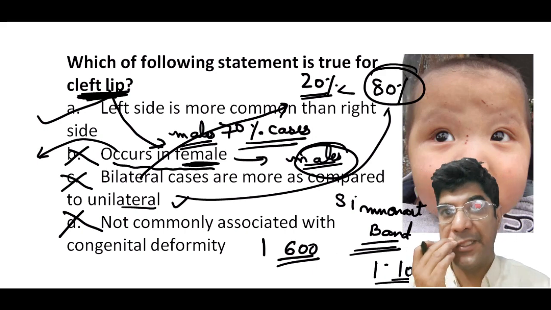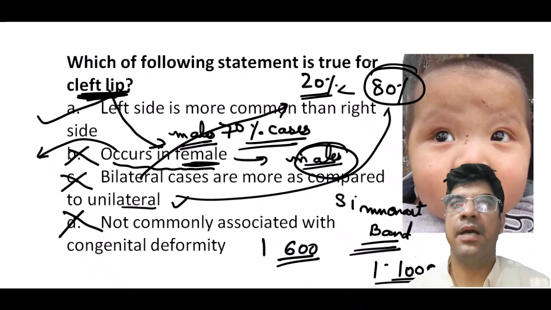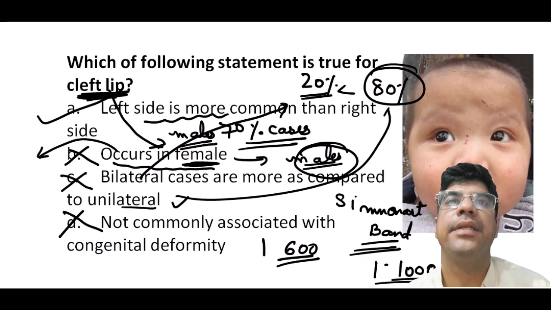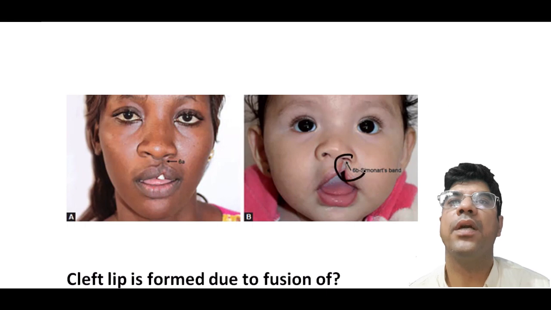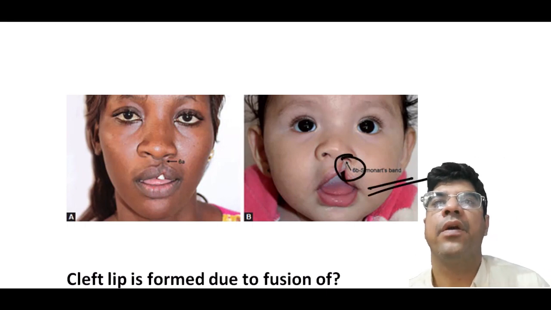So for this question, which of the following statements is true for the cleft lip? The answer would be A, the left side is more common than the right side. So this is the Simonart's band. This question has been asked in one of your AIIMS entrance exams.